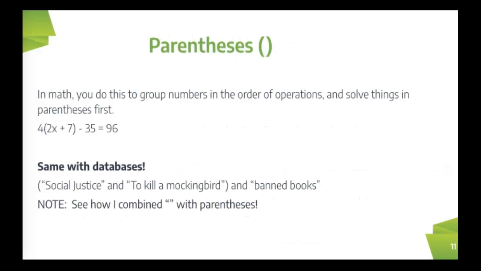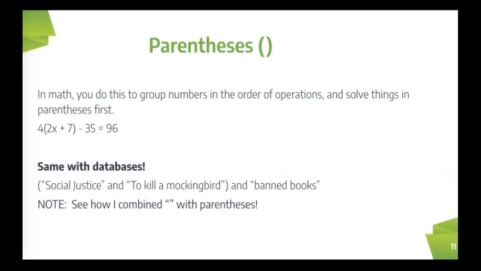Placing a set of parentheses around a word or set of words may be used to control a search query. You do this in math to group numbers in the order of operations and to solve things in parentheses first. The same works with databases. In the search here, the order of importance moves from left to right, so the database will first search for results having to do with social justice and To Kill a Mockingbird. Then we'll decrease the finds further to only look for items in that list that also have to do with banned books.